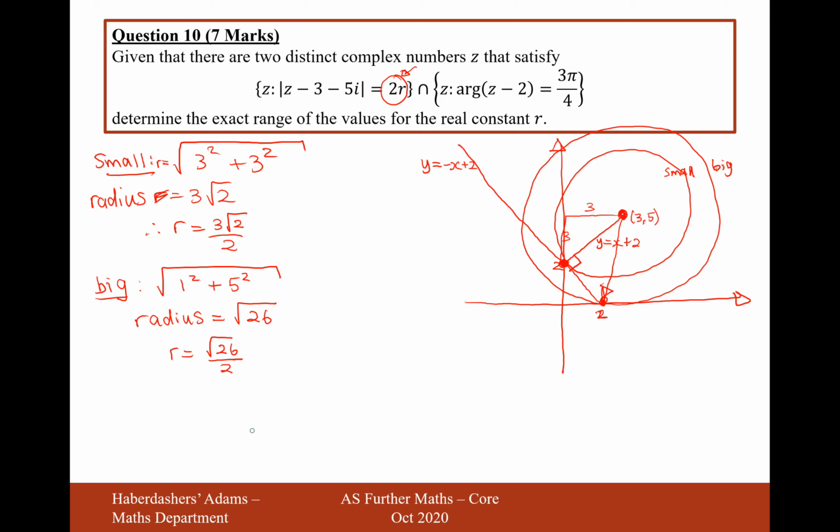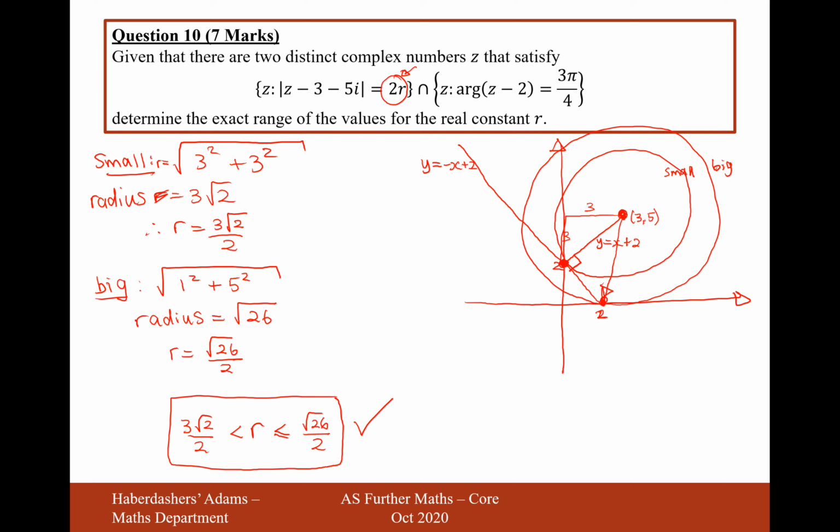So the value for r is going to be in between these points, not equal to the smallest one, because if it were equal, it would just have one intersection point. But it could be equal on the top one, sorry, because it will have two intersections there. So on the top one, it's going to be root 26 over 2. That would be the largest value r could be, and the smallest value r could be is 3 root 2 over 2, because then it would only have one intersection. So there we are, that's the answer for this question.